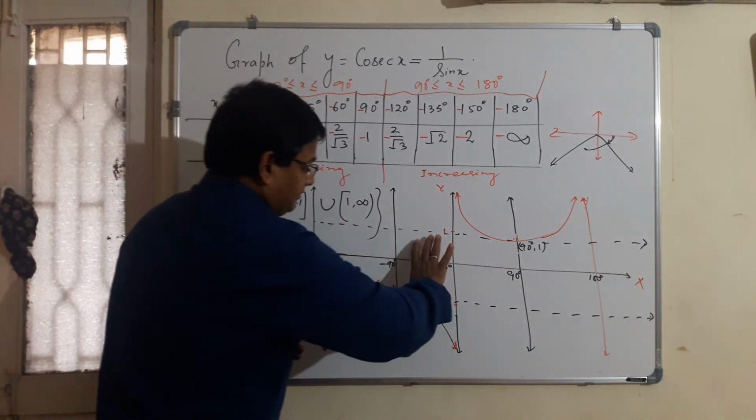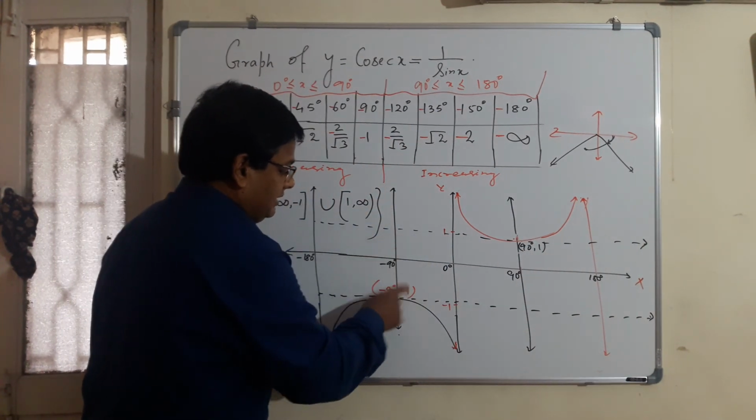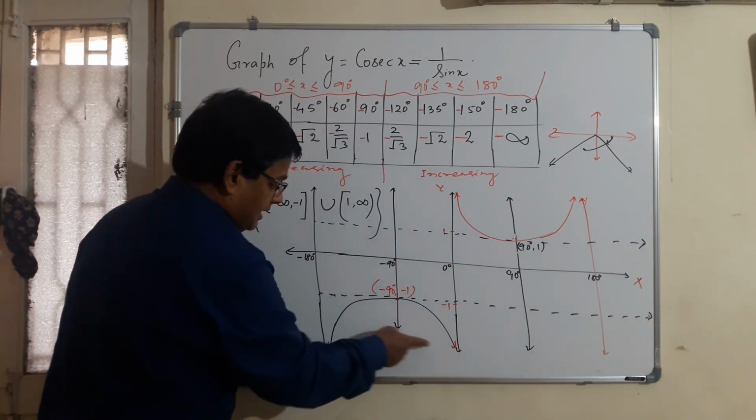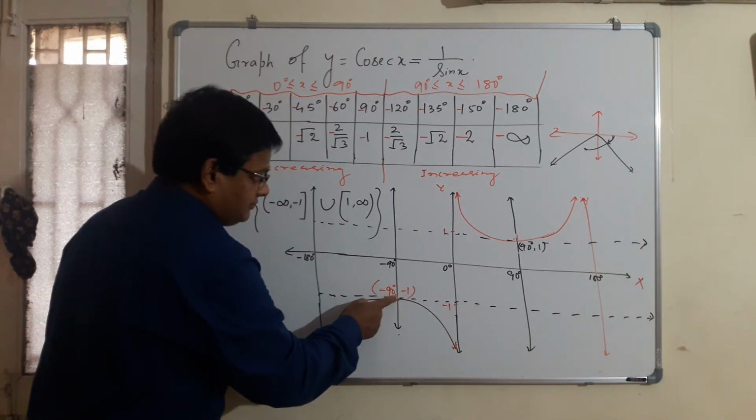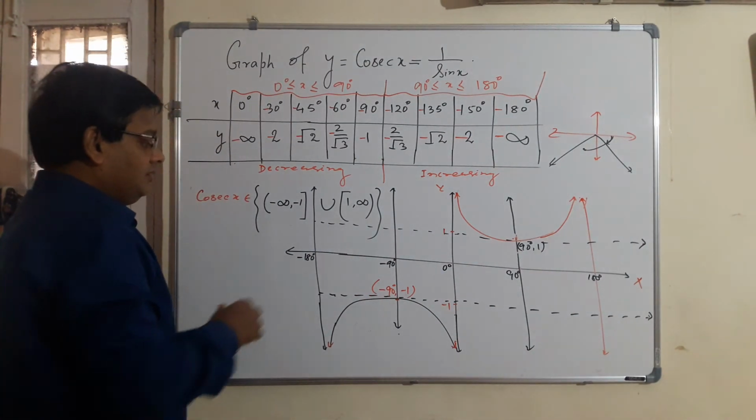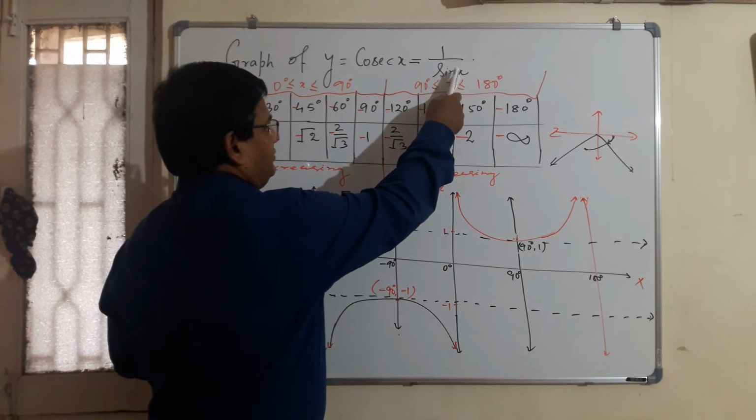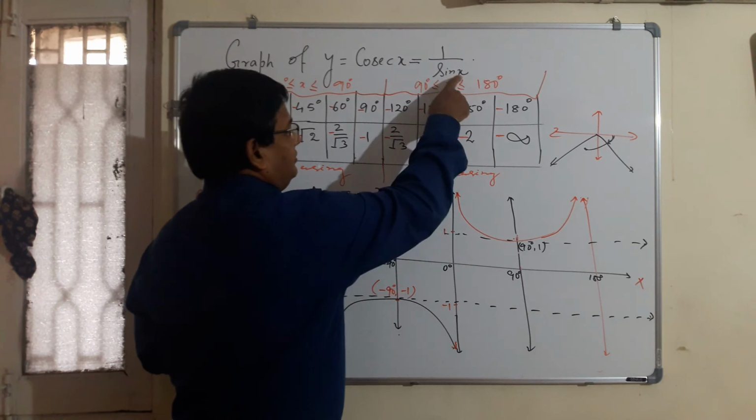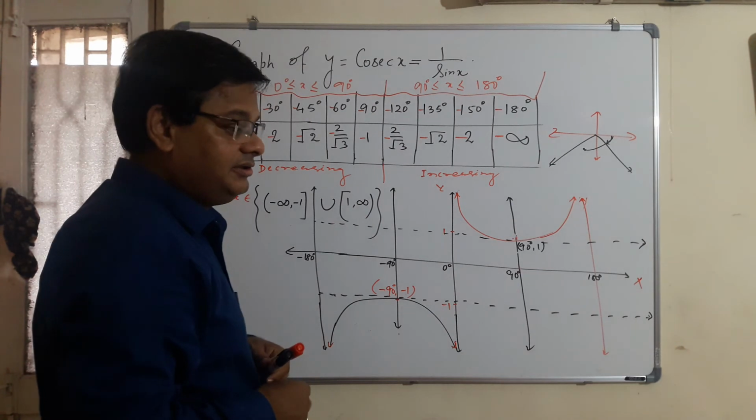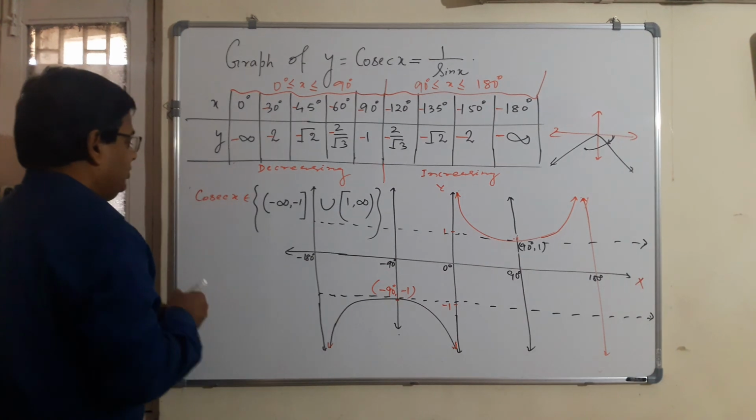See here, in between there is no graph. Minus 1 to 1, there is no graph. The graph is coming here, minus infinity to minus 1 and 1 to infinity. So in between the graph is not defined. Here, if sin x is equal to 0 degree, then 1 by sine 0 is not defined.